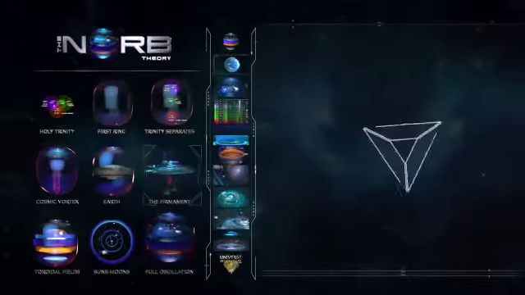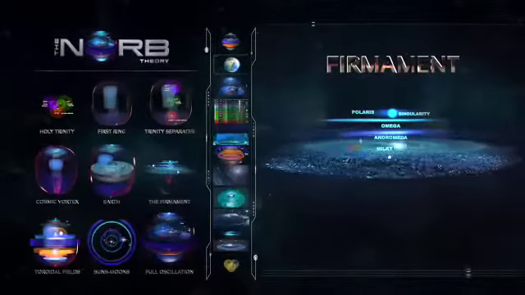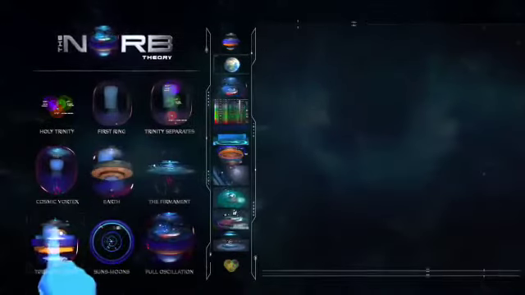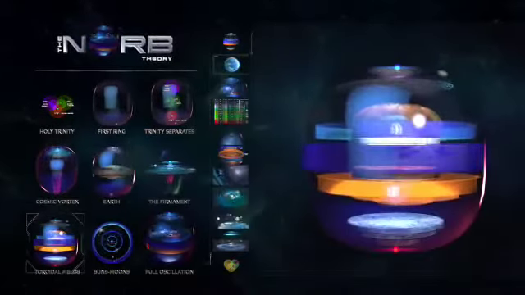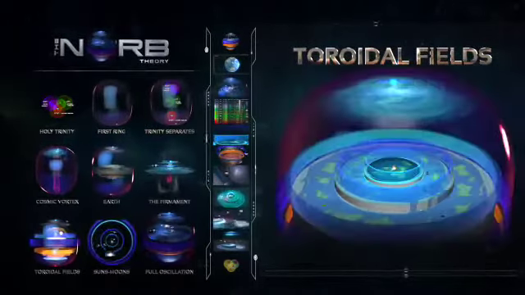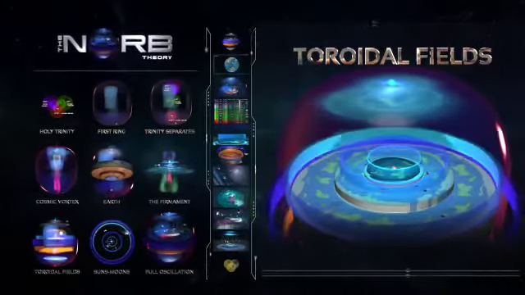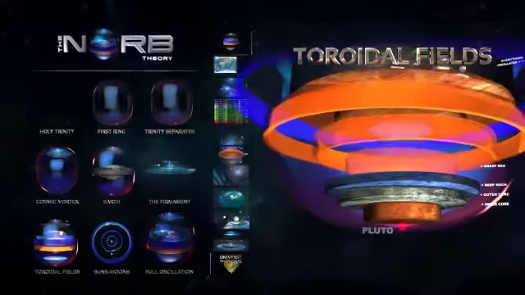Up above, the galaxies and the stars and the firmament are put in place. Next, we have our toroidal fields. These electromagnetic fields protect and separate all the lands. They also oscillate at different speeds, giving us all our rotations of the different planets.